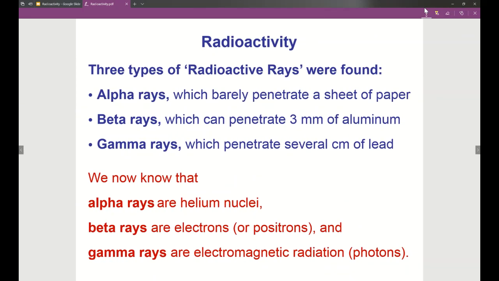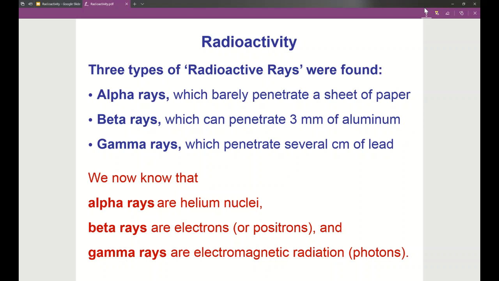So three types of radioactive rays were found. Alpha rays barely penetrated a sheet of paper when you set it in front of the ray. Beta rays could penetrate around 3 millimeters of aluminum, so a little bit thicker than aluminum foil, actually. Then gamma rays were so powerful that they could penetrate several centimeters of lead, which is pretty crazy.